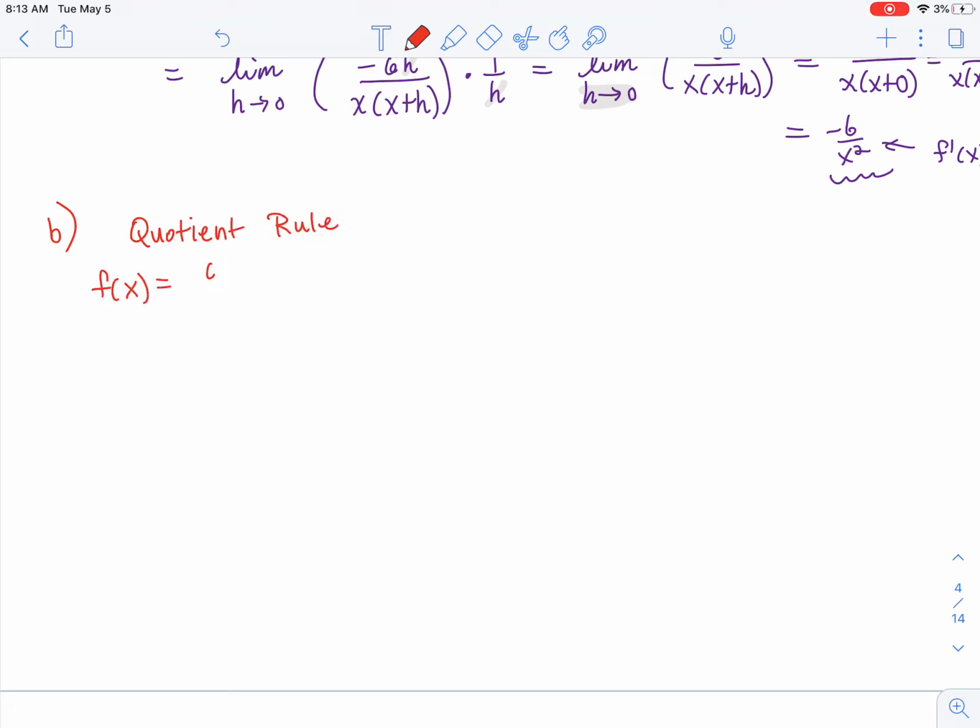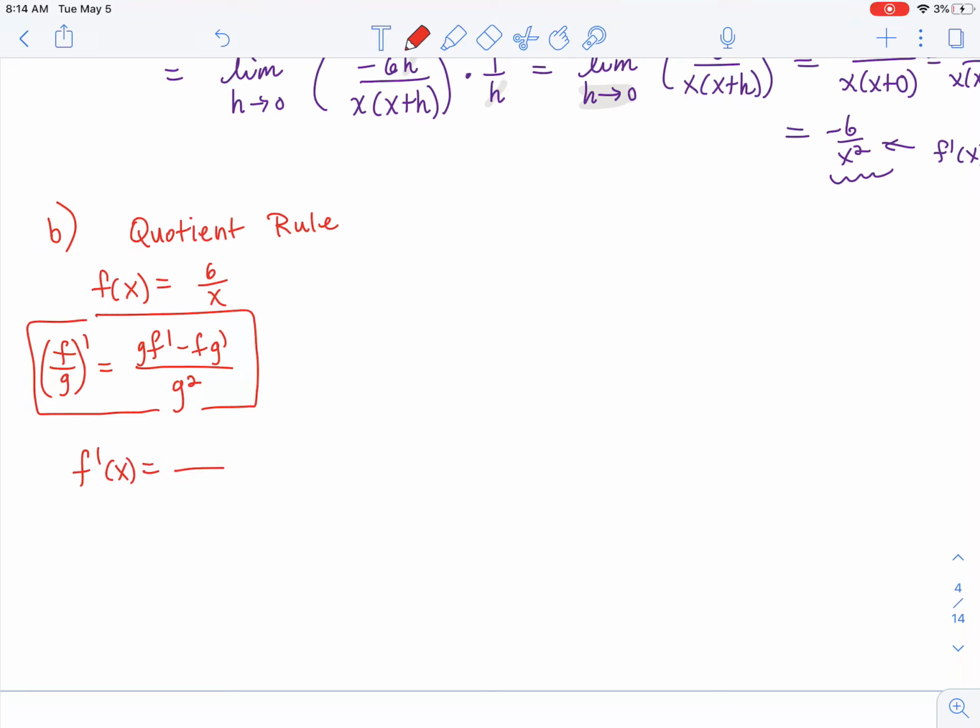f of x equals 6 over x. Again, I called it f, but the quotient rule is for when you have a quotient of two functions. Then you'll have g squared in the denominator and g f prime minus f g prime, and that is how you find the derivative. So let me do that. Without labeling, I'll just go ahead and find f prime. F prime is going to be x squared, the denominator squared, times g times what?